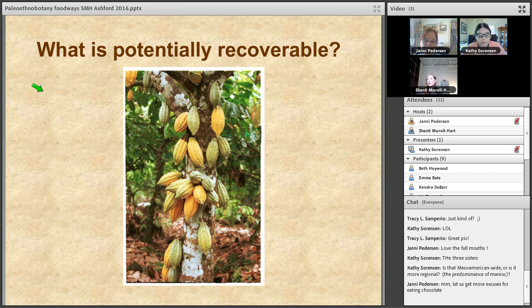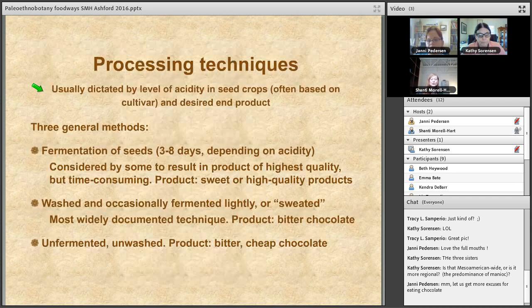So where was ancient cultivation taking place, or what evidence do we have for the movement or the use of chocolate? And what even is potentially recoverable when we're thinking about chocolate or the cacao plant and the different kinds of products it produces? So there are different processing techniques we can think about, and the ways that people process cacao is usually dictated by, on the one hand, the level of acidity in the crop, usually related to soil conditions of different kinds, as well as the end product.